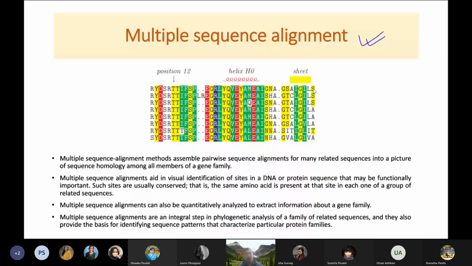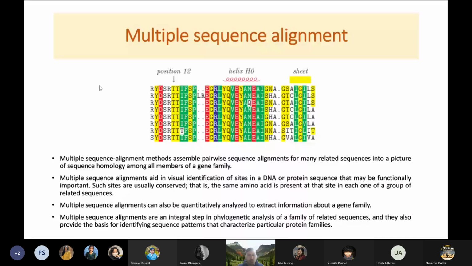MSA, the multiple sequence alignment, you are aligning many sequences at the same time. So this is one sequence, this is two sequence, this is third sequence, and so on. So what is the benefit of doing a multiple sequence alignment? The benefit is that you can discover certain regions. So maybe you can identify.